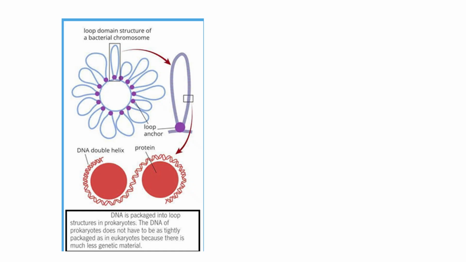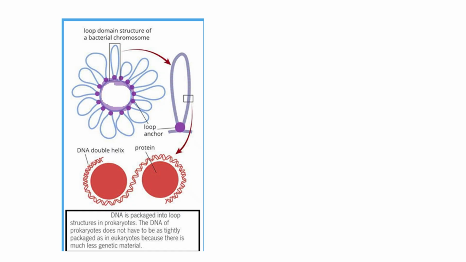These are the loop domains which are attached to the proteins. Clear? Many loop domains are there which are attached to the proteins. So it is packed into loop-like structures which are not very tightly packed, allowing easy accessibility for replication or transcription.